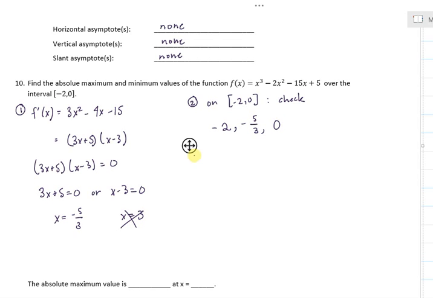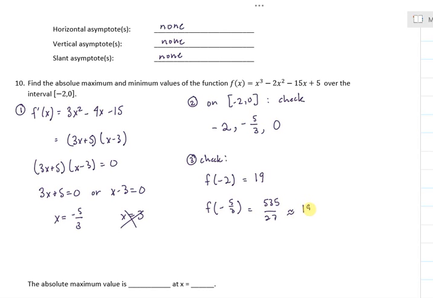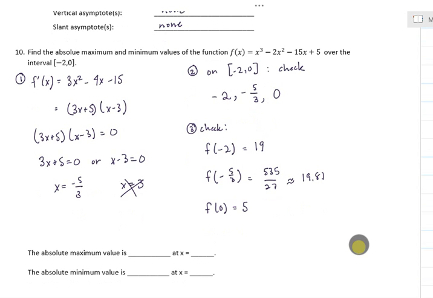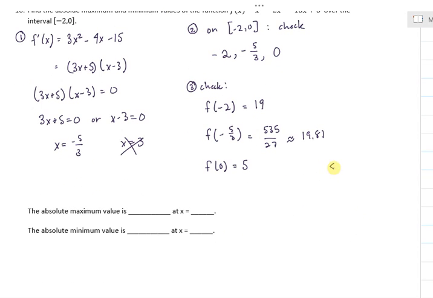So when I plug these in, I get f of negative 2 is 19. f of negative 5/3 is 535 divided by 27, which is about 19.81. And f of 0 is 5. So I'm just looking at these to see which is the biggest and which is the smallest. This is the min, and this is the max.